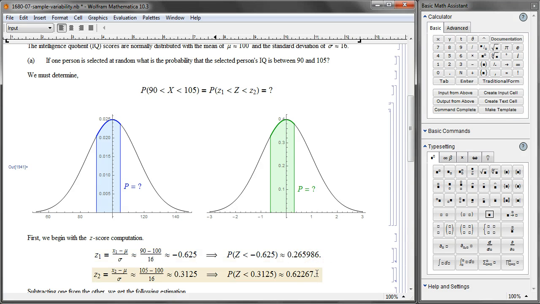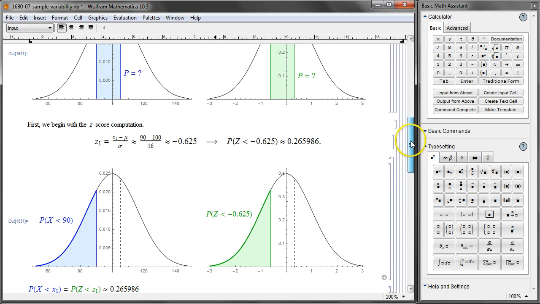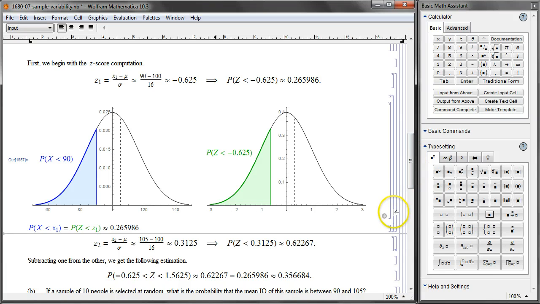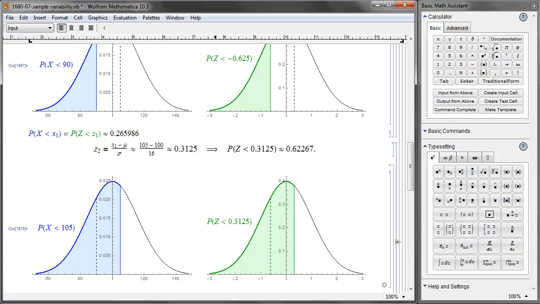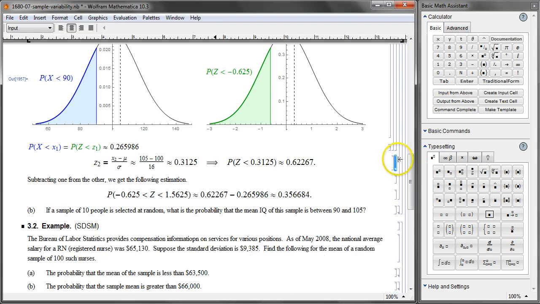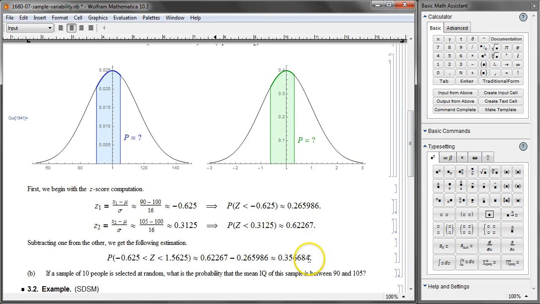Same with this second probability coming from the second z-score. If you look up the normal table, you're going to get something pretty close to it. This one is a little bit more accurate. By the way, these figures are related to these probabilities. Shaded to the left-hand side, as always. Subtracting one from the other, we get the middle part, which is the strip that we wanted to find to begin with. And that's the probability, 0.356 something.